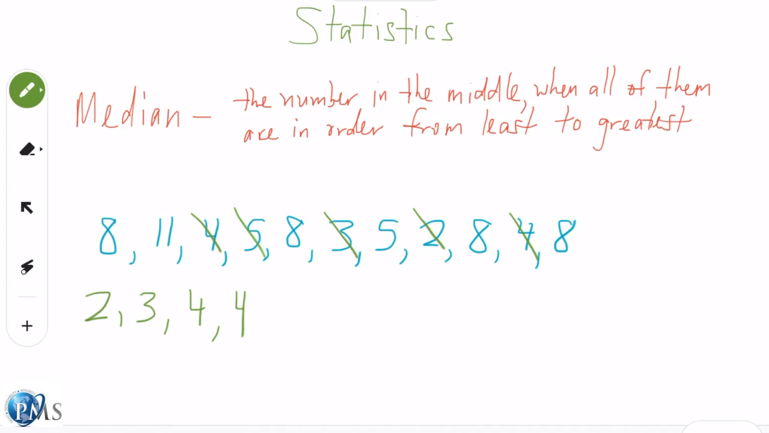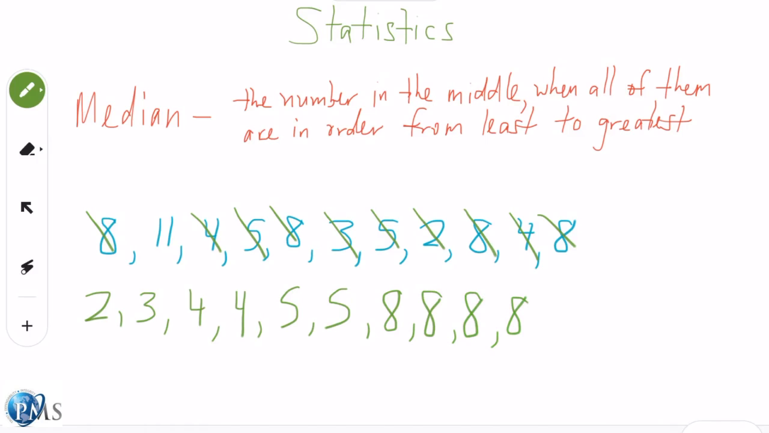Looks like there's a couple 5's, so there's 2 5's, so I'll write those next. There's no 6, there's no 7, but there are actually 4 8's. So we have to write 4 different 8's to account for all of those. No 9's, no 10's, and then just the 11. So there's our 1, 2, 3, 4, 5, 6, 7, 8, 9, 10, 11 numbers, so we got them all. And that's what they are in order from least to greatest.